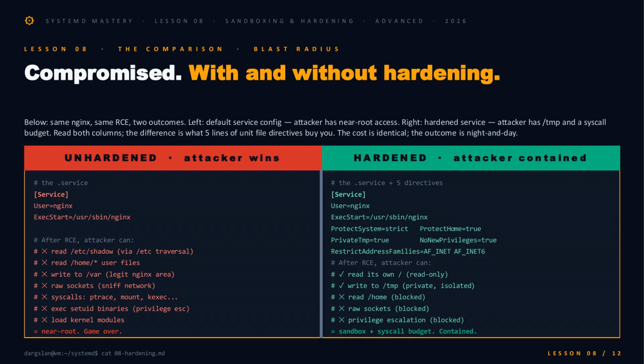Look at the same Nginx, the same remote code execution, side by side. On the left, the default unit, 5 lines, no protections. And the attacker walks off with shadow files, home directories, raw sockets, kexec, the lot. Game over. On the right, 5 extra directives: ProtectSystem, ProtectHome, PrivateTmp, NoNewPrivileges, RestrictAddressFamilies. Same breach, but now the attacker owns a PrivateTmp and not much else. Identical cost, night and day outcome.